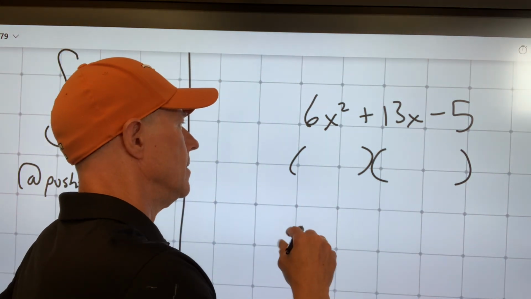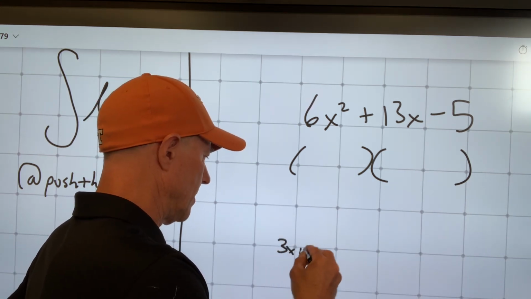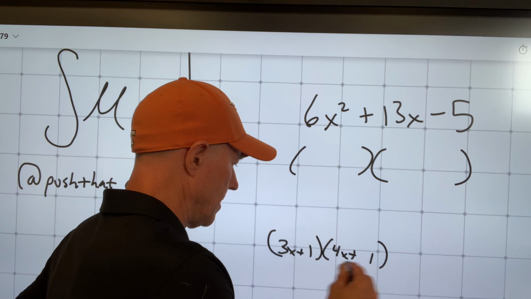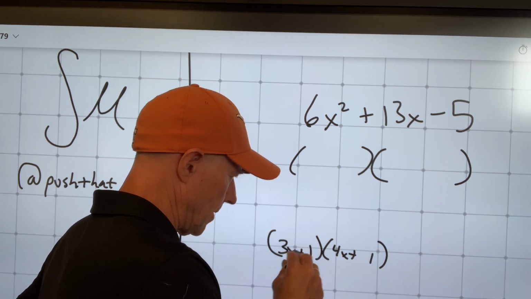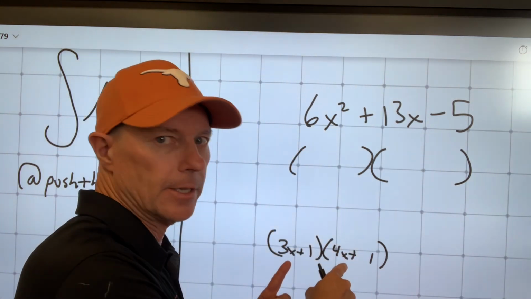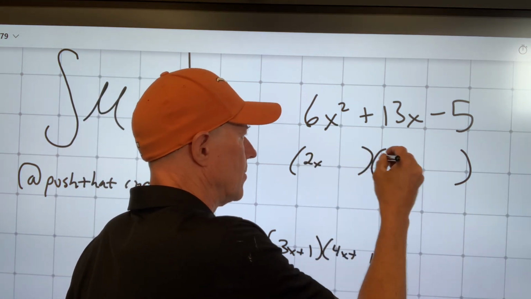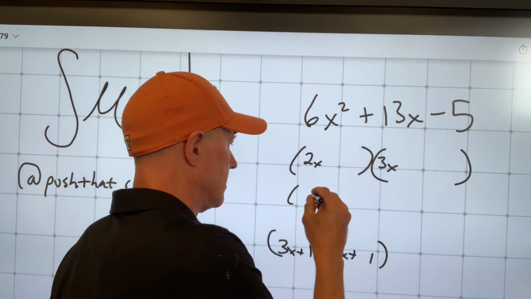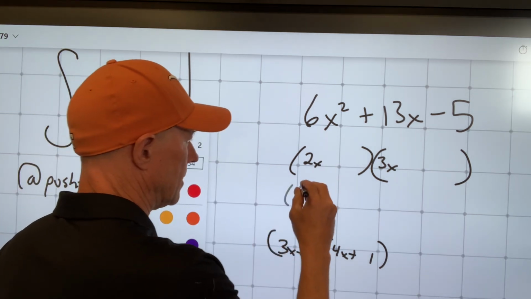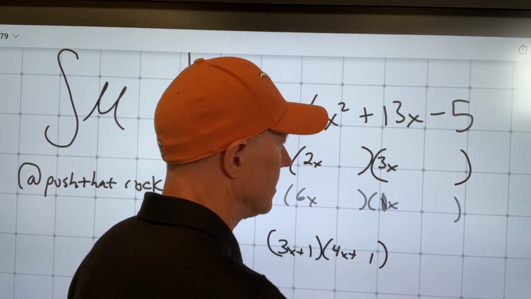Let's review multiplication for a minute. If I have 3x plus 1 times, say, 4x plus something, also 1, you know you're going to multiply the 3x times the 4x to get the x squared term. So this x squared term comes from the two leading terms in the linear factors. To get 6, it could be 2x and 3x, or maybe it's 6x and 1x. That's a possibility.